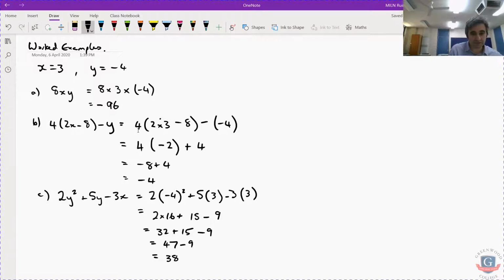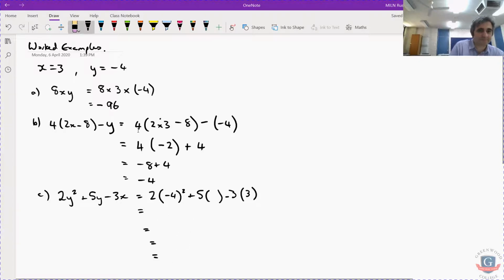Oh, there's an error in here. Let's check. Ah, this is a y. I've messed up. Start again. Did you notice that? So, 2 times y squared, that's that one. This one needs to be 5 times y, which would be negative 4. Take 3 times x, which would be 3.